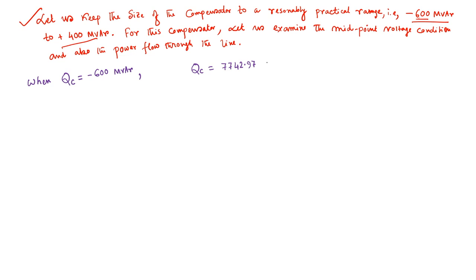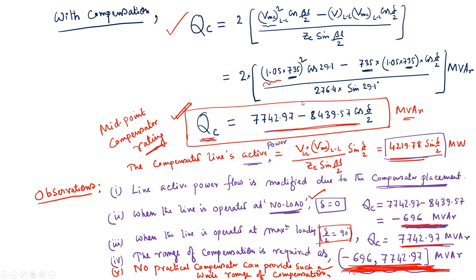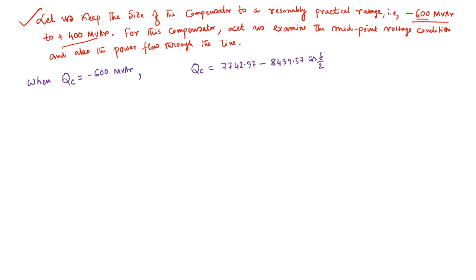7742.97, then -8439.57 cos delta by 2. That is the rating requirement of the compensator that we derived to hold the midpoint voltage equal to 1.05 per unit, irrespective of loading.